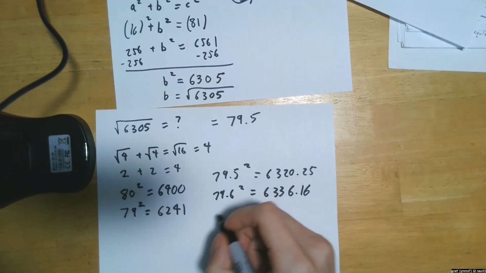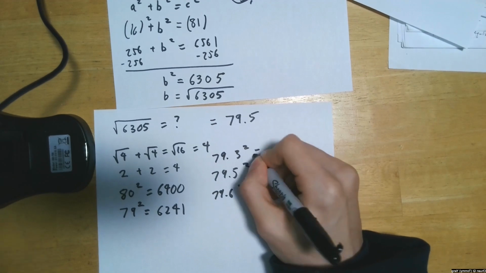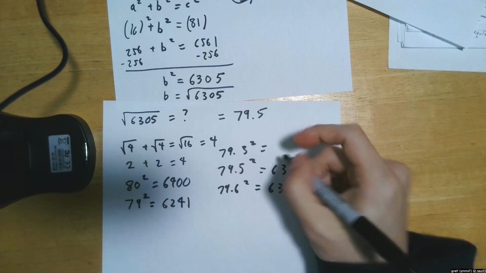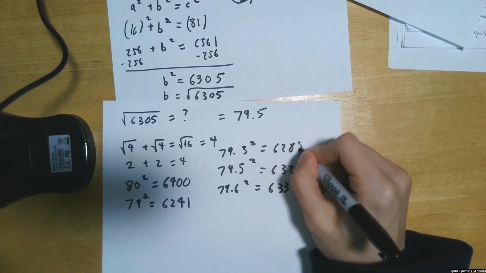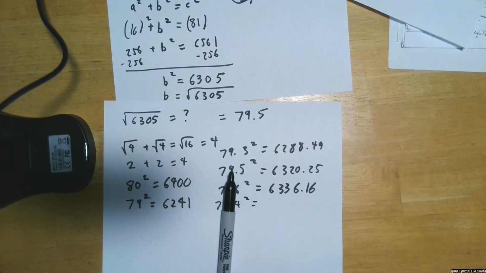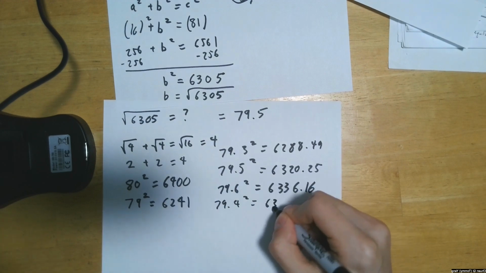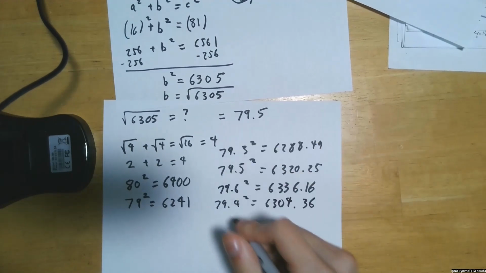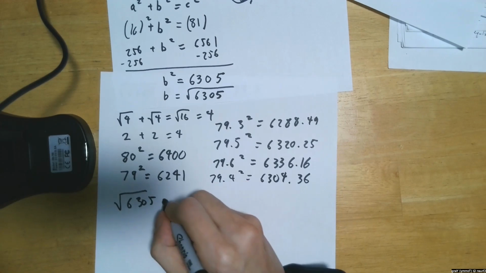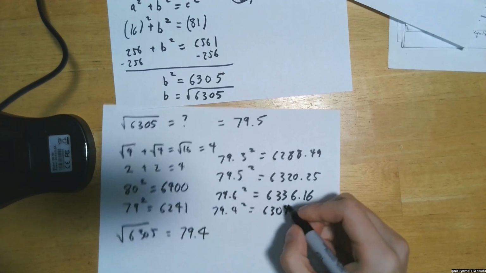Because 6336.16 is too big for 6305, it's probably going to be 79.5, because it's 6320. Oh wait, 79.5 is also too big. So we're going to have to move down to, let's say, 79.3 for a second. This is just a lot of guesswork. 79.3 squared is 6288.49. And then let's double check with 79.4. 79.4 will be right around 6304. Okay. So this means that the square root of 6305 is likely closest to our estimate of 79.4, around that much.